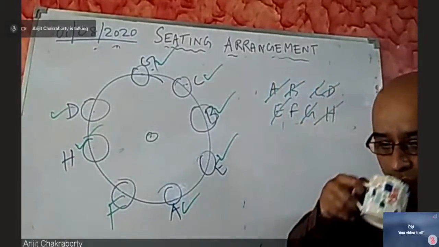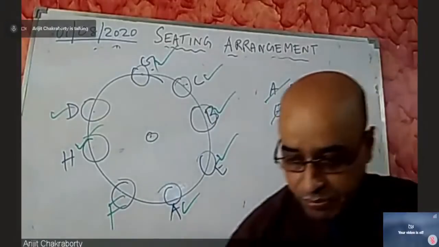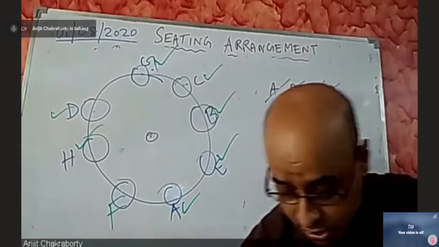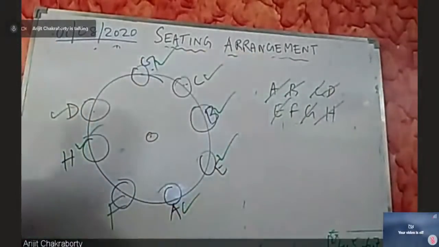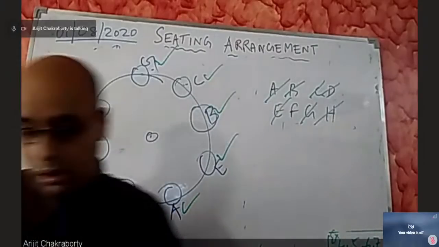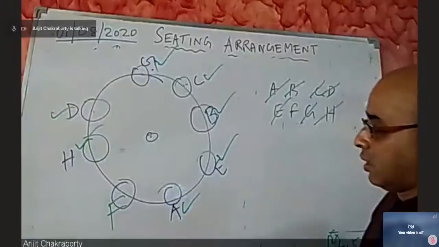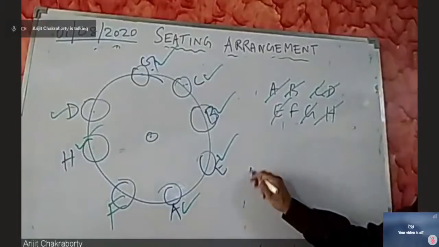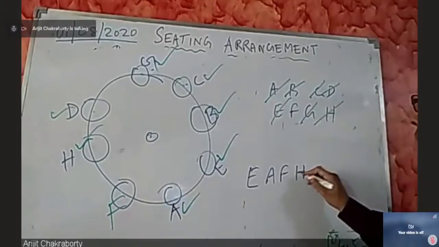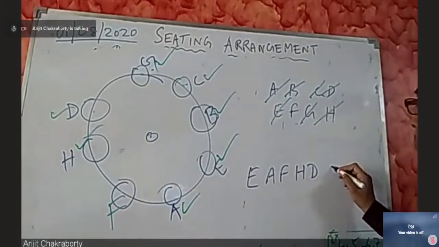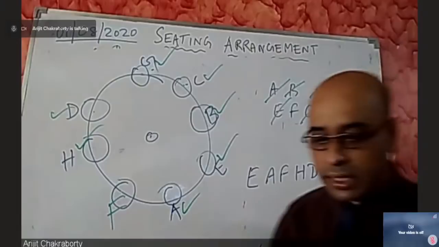Now let us see the order. If I write the clockwise order, I am sure you are looking at the solution. The clockwise order will be, if I start from E for example, it is E, A, F, H, D, G, C, B. Now let us see the questions.